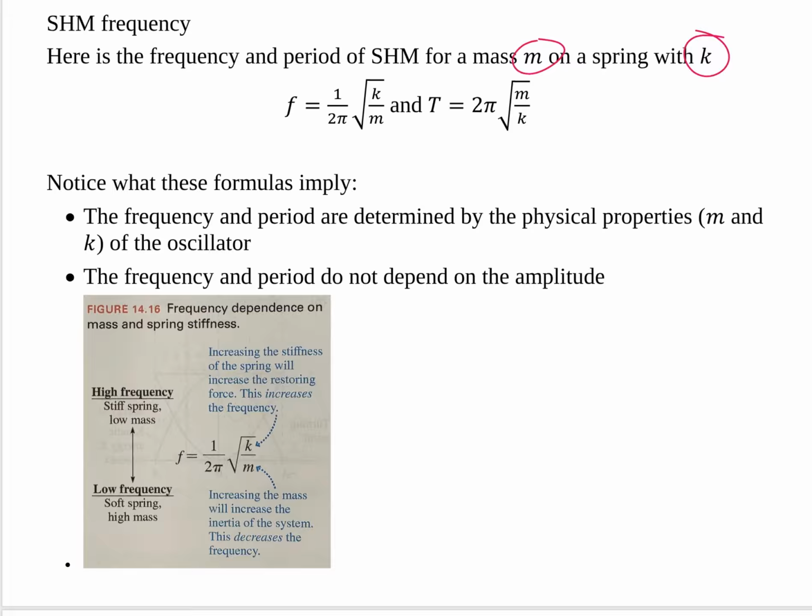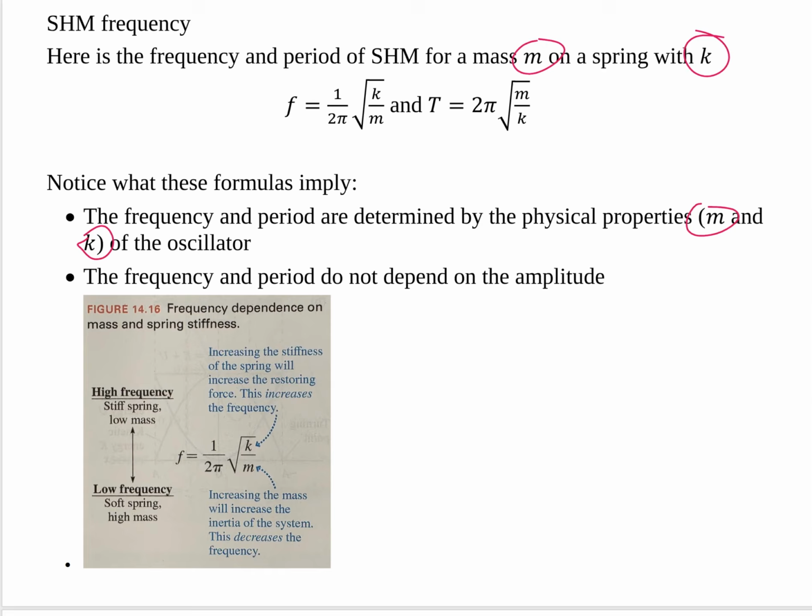But notice what these formulas imply. The frequency and the period are determined by just the physical properties of the oscillator, which in this case is a spring: the mass and the spring constant. That's it. That means that the frequency and the period do not depend on the amplitude of the wave that you're talking about. Okay? That's actually really important to know.